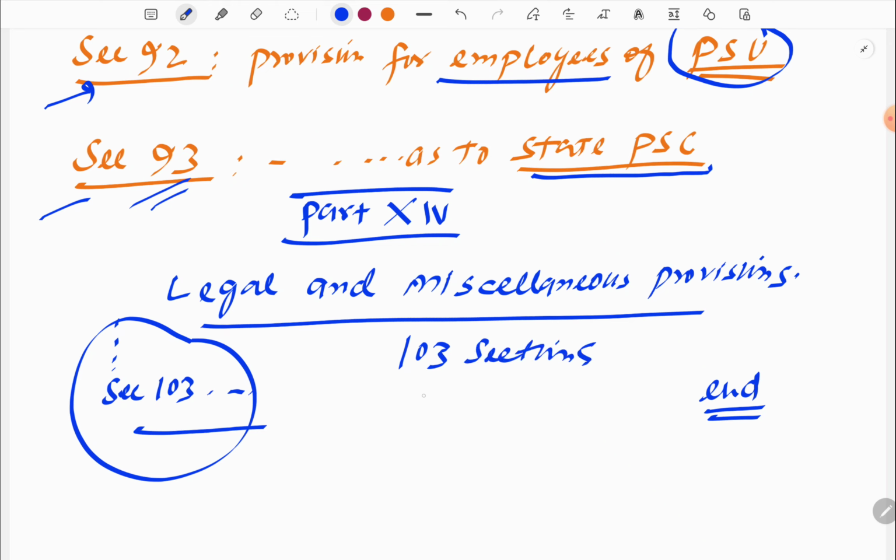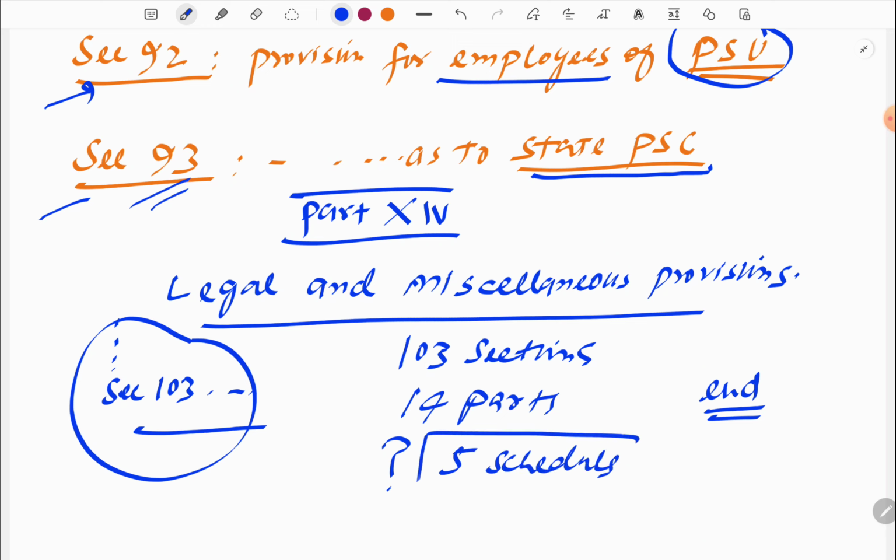We are done with how many parts? 14 parts. Now the only thing remaining is 5 schedules. I will make a short video on these 5 schedules, and then we are fully covered with the JNK Reorganization Act. I hope you have understood this.